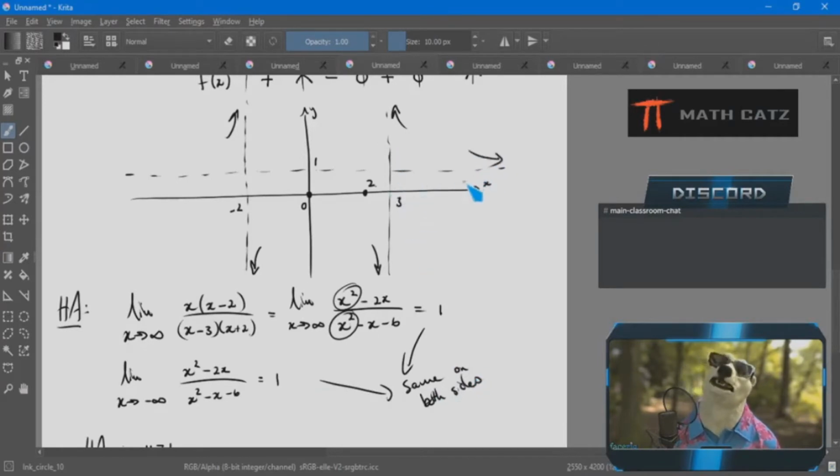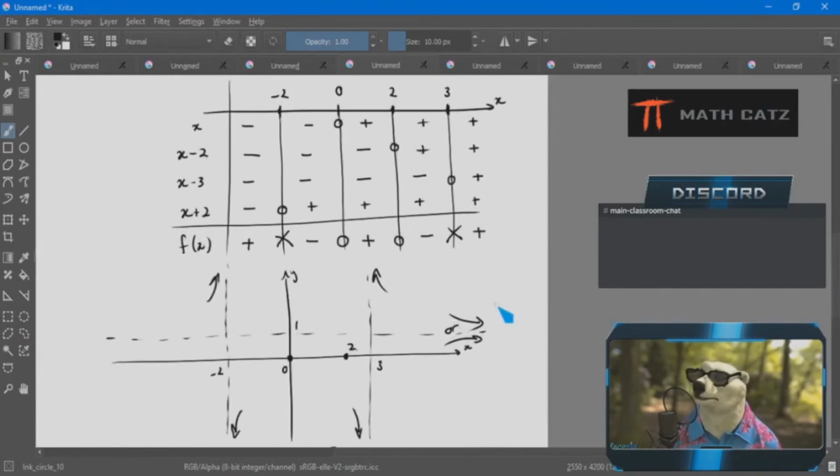However, I don't really know how the graph is approaching this line, because my table doesn't tell me that. All my table says is past 3, the y value is positive. Well, yes, but it doesn't tell me if it is greater than 1 or less than 1. So there are limitations to doing this table this early in that I can answer some vertical asymptote arrows, but I can't really answer everything.